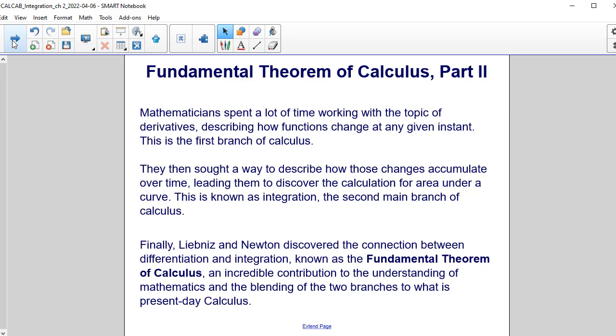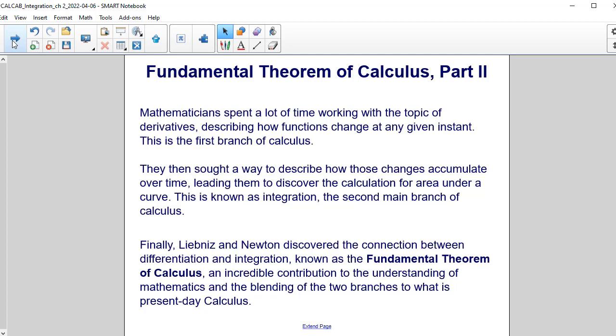They then sought a way to describe how those changes accumulate over time, leading them to discover the calculation for the area under a curve. This is known as integration, the second main branch of calculus.